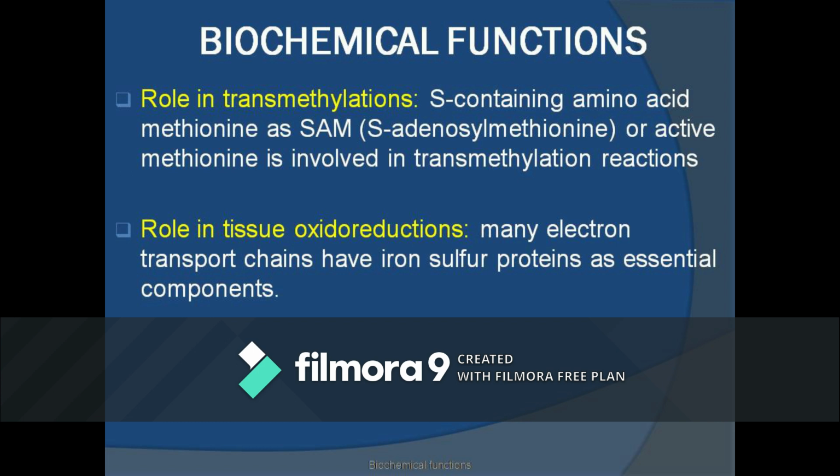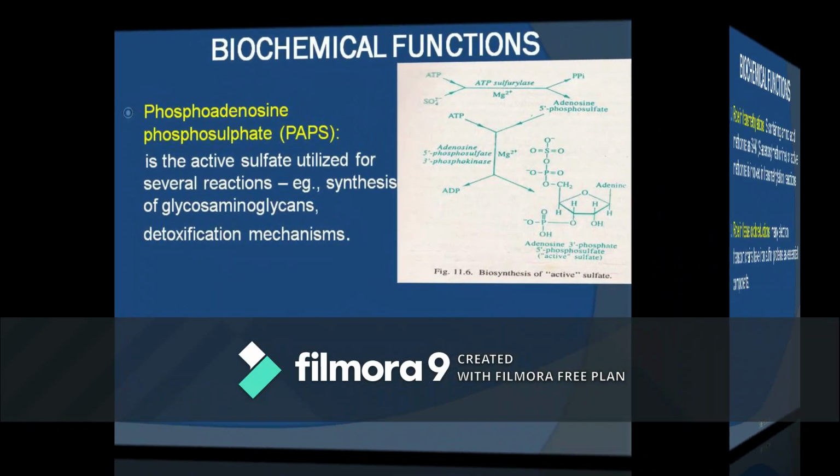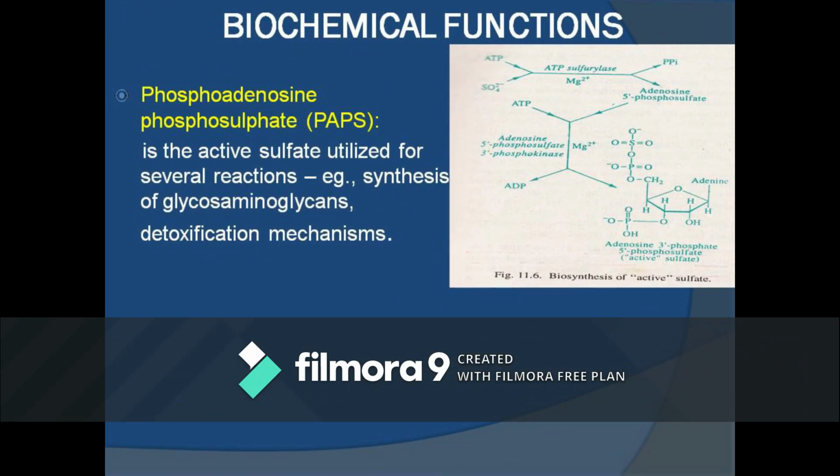It has a role in tissue oxidoreductions also. Many enzymes of electron transport chains have iron sulfur proteins as essential components. An important compound known as phosphoadenosine phosphosulfate or PAPS or active sulfate is produced from sulfate. First, adenosine moiety of ATP takes up sulfate group to form inorganic pyrophosphate and adenosine 5' phosphosulfate catalyzed by the enzyme ATP sulfurylase. Then it gets phosphorylated to form ADP and adenosine 3' phosphate 5' phosphosulfate.